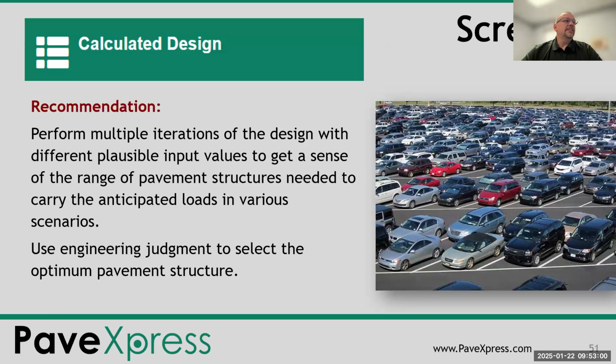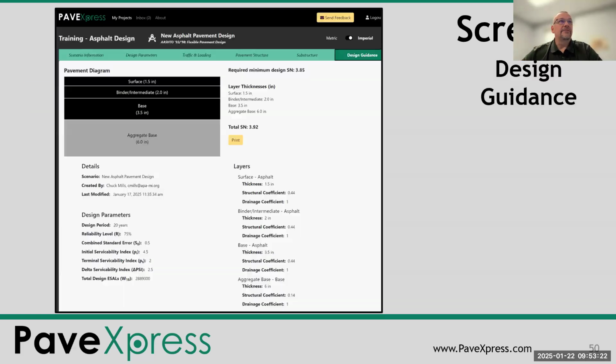So the recommendation is, perform multiple iterations of the design with different plausible input values to get a sense of the range of pavement structures needed to carry your anticipated loads in various scenarios, and then use engineering judgment to select the optimum pavement structure. So you can do multiple iterations of this. You can see from here on the screen, it's laid out with the tab layout. You can go back. So I could go back and change some of my design parameters or my pavement structure or traffic, and very quickly have another run at the pavement design.